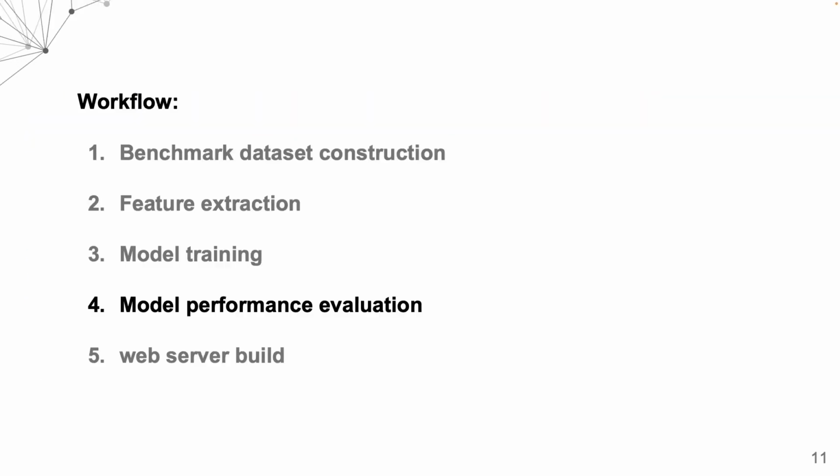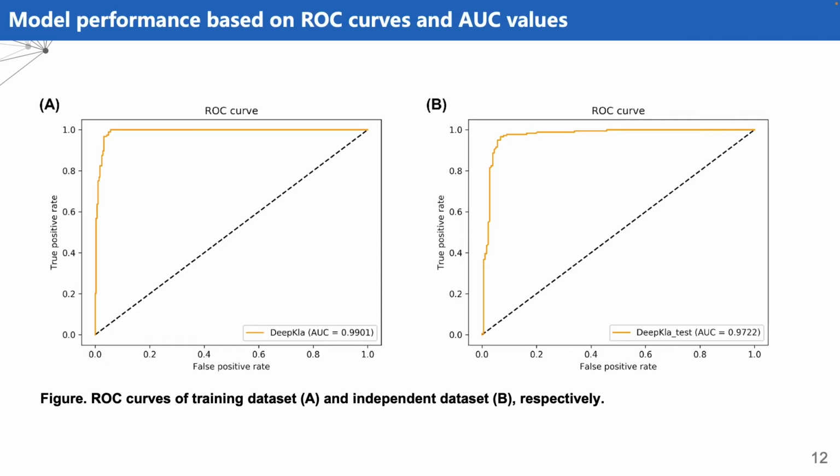Next, we used the ROC curve and AUC value to assess the model's performance. As you can see here, our proposed model can produce satisfactory performance on training data as well as independent data. Both of them are higher than 0.9 in terms of AUC value.